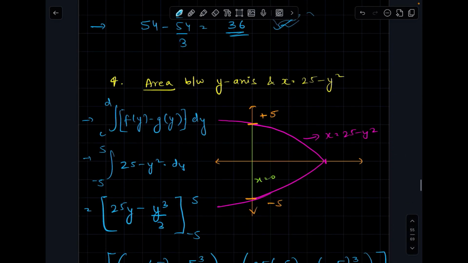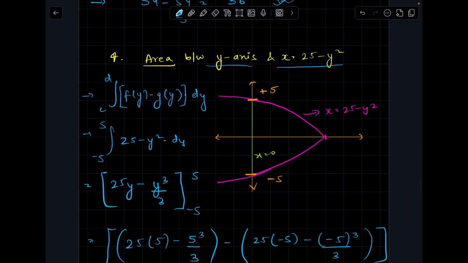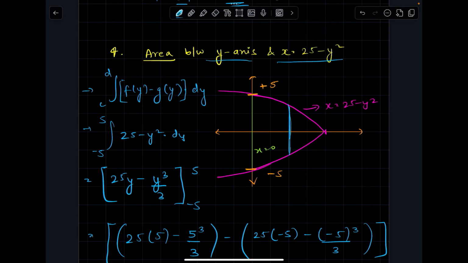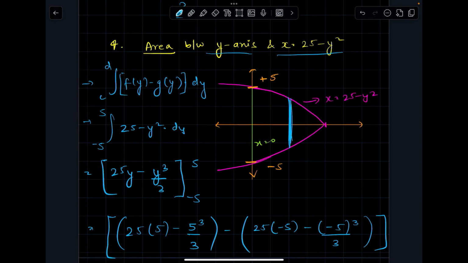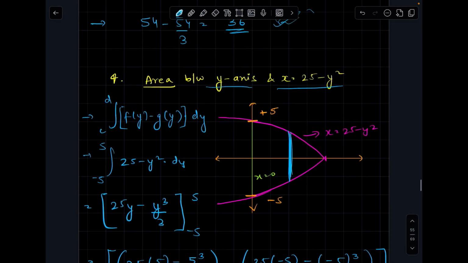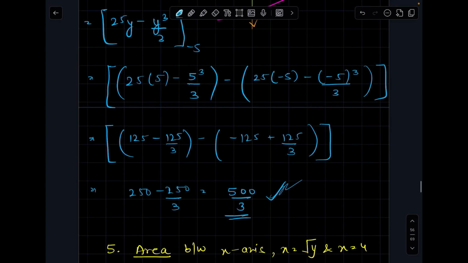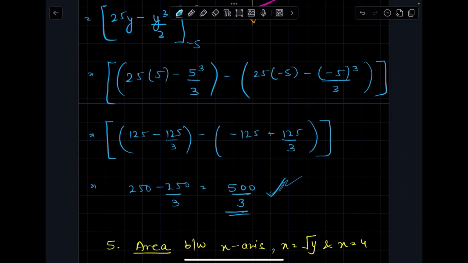Okay, so we have to find the area between the y-axis and x is equal to 25 minus y square. This time we're going to be integrating vertically. The quadratic is always to the right of the y-axis, so that's going to be your f of y, and your y-axis is going to be g of y. Integrated, your answer should be 500 by 3, with the appropriate limits being from minus 5 to 5, which are the y-intercepts of the area bounded by these two curves. Okay, pause the video and solve.